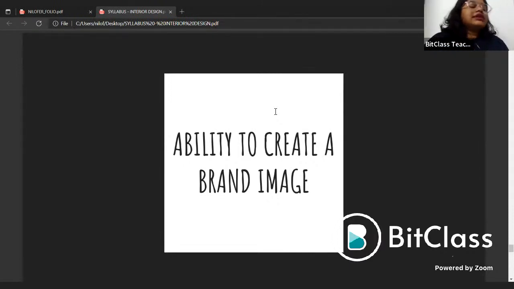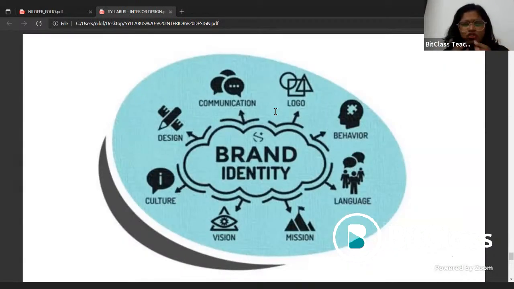Because the clients, living in another part of the country, won't be like, okay, Nilofer is working in Bangalore, I'm going to give the project to her. That is not how it works. They'll obviously have so many options. We have to stand out from those options, so you have to create a brand identity for that. A brand identity includes your communication, your logo, your behavior, your language, mission, vision, culture, and design as well.